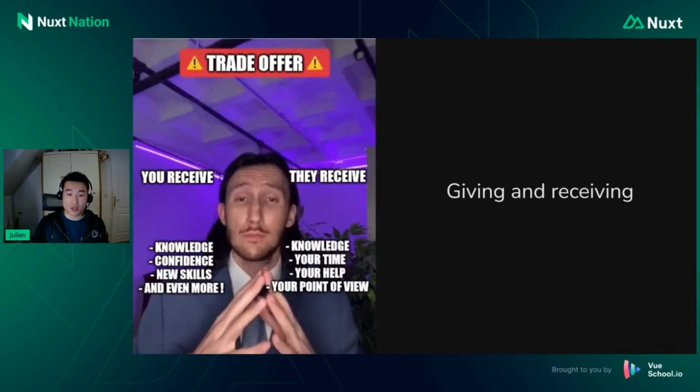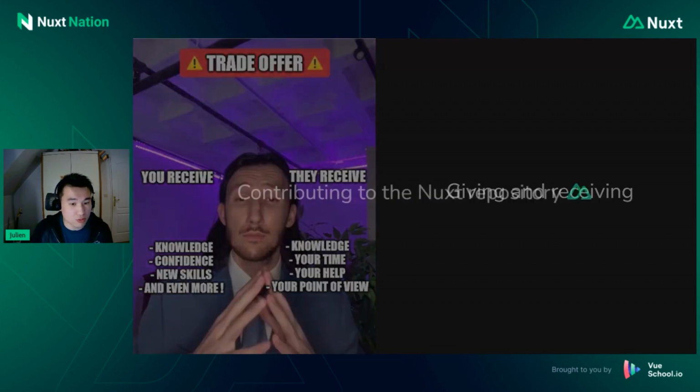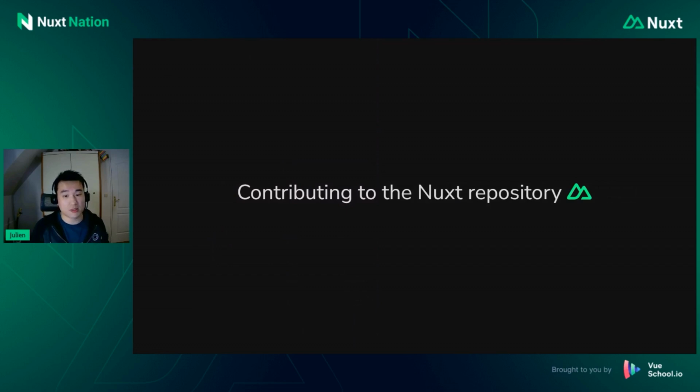Maintainers will receive your help, your time, and your point of view on the project, while you also receive knowledge, boosting confidence and new skills, and even more. So if you wish to contribute to the Nuxt repository by solving some of its issues, you can start by taking a look at issues labeled as documentation or good first issues. Good first issues are issues that have a clear scope so you know where to look to fix it.